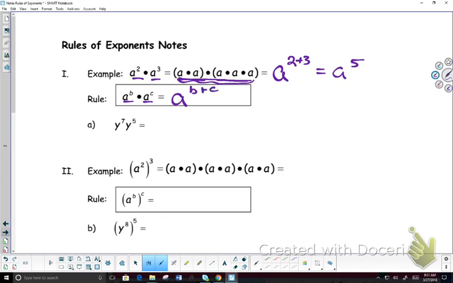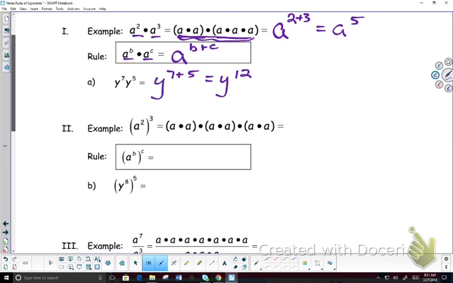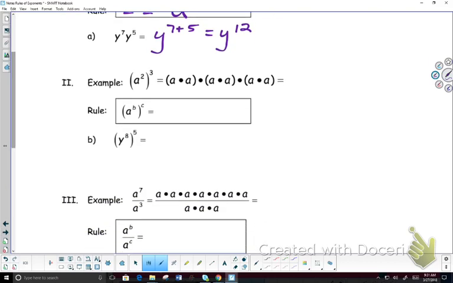So then we have our practice problem here, a. It's y to the 7th times y to the 5th. When I am multiplying like bases, I would add the exponents, which means I would end up with y to the 12th.